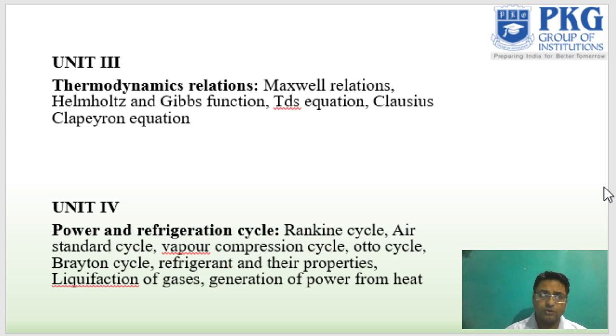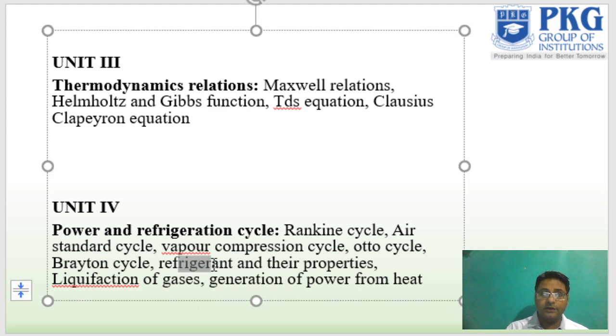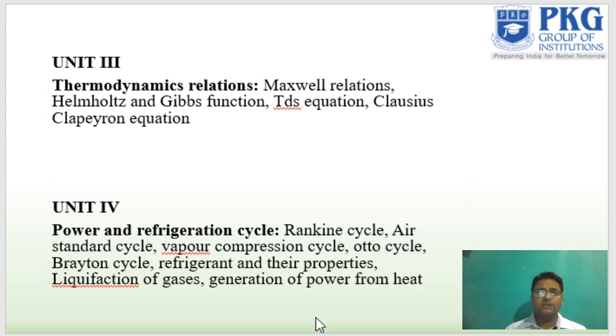And the fourth unit is power and refrigeration cycles: the Rankine cycle, air standard cycles, vapor compression cycles, Otto cycle, Brayton cycle, refrigerants and their properties, liquefaction of gases and generation of power from heat. So these things we will read in unit 4. So this is your 4 unit syllabus.